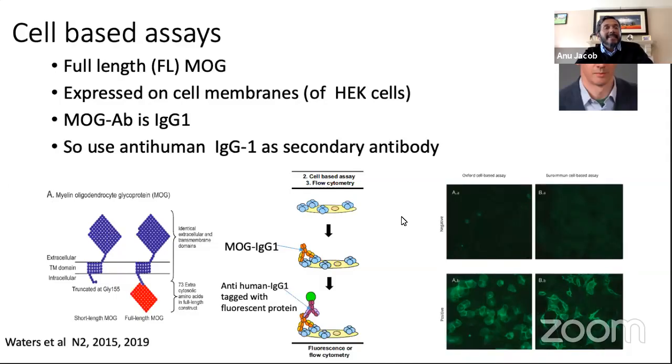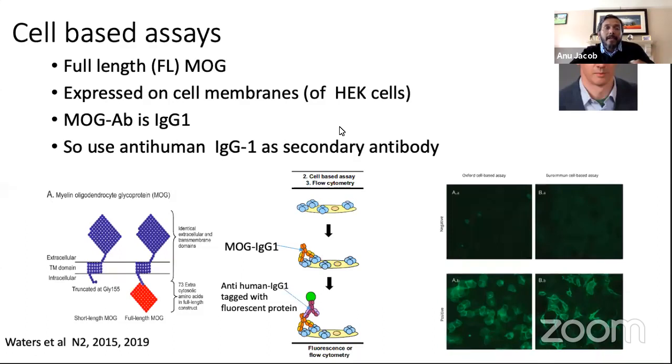So Kevin's work was then taken up by others, including Patrick Waters and Angela Vincent in Oxford. And I'm sure you've all seen pictures of cell-based assays. We are trying to create an ideal environment for the binding of the antibody to its cognate antigen. So MOG is the antigen. We know that for adequate binding, it's best expressed on a cell membrane in its conformational state.